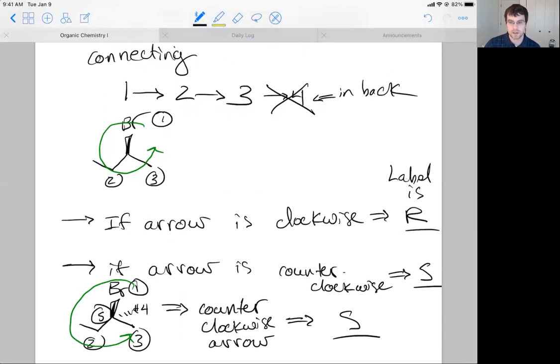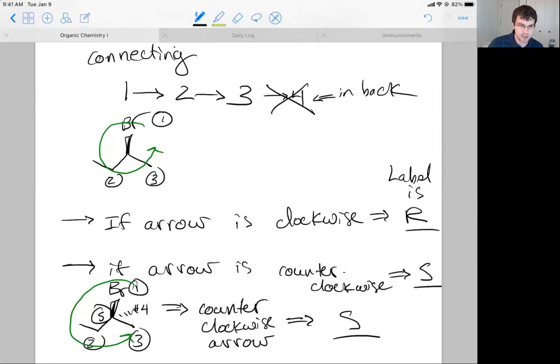Okay, so those are kind of the steps. We prioritize the groups. We rearrange the molecules so that number 4 is in the back or a dash. And then we draw an arrow connecting 1 to 2 to 3, never to 4. We ignore 4. And then if it's clockwise, we're R. If it's counterclockwise, we're S. That's what we do for every stereocenter. So if we have multiple stereocenters, we do this multiple times.